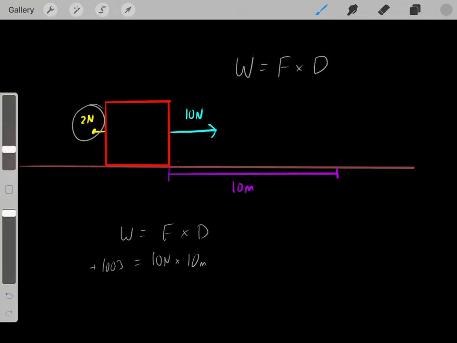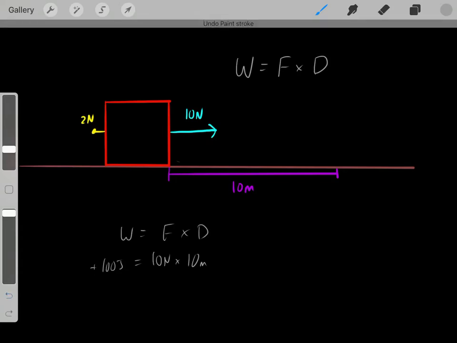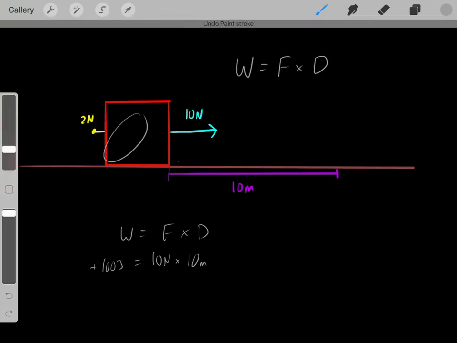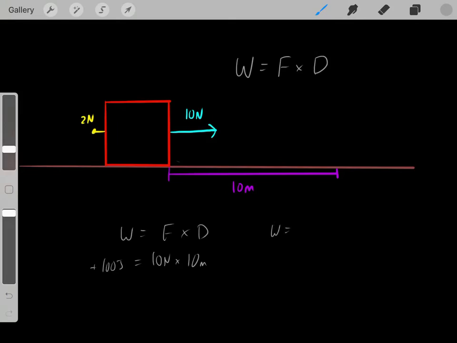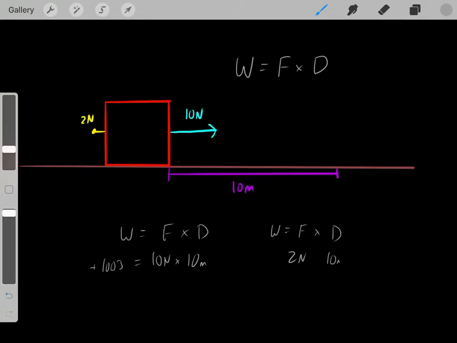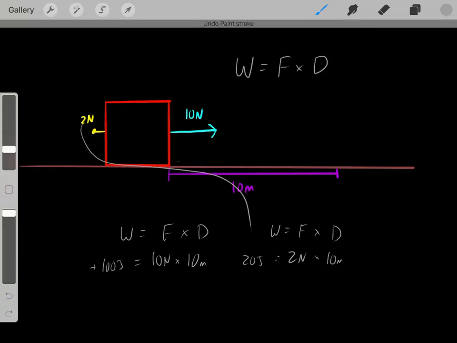So how much work does this 2 Newton force do? Because again, it was a force done over a distance. This entire 10 meters distance, there's this 2 Newton force done in the opposite direction. So how much work does this force do on this block? Well, again, work equals force times distance. This time we did a 2 Newton force that entire 10 meters. So again, the distance was still 10 meters. To find the work that this force did, again, we just use this equation. And solving this, 2 times 10, we would get 20 joules. So now we know this guy did 20 joules of work.